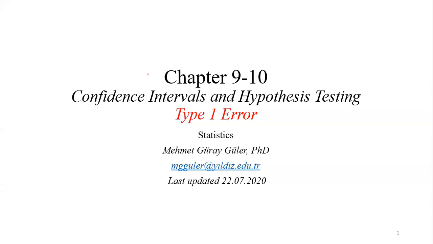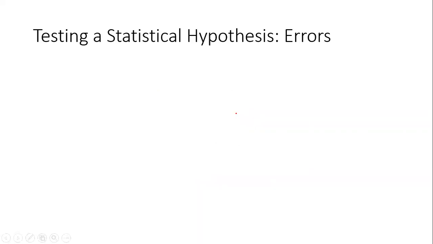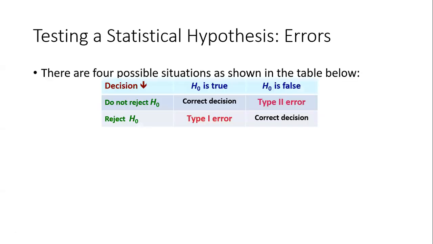In this video, we will talk about errors. In this video, we will talk about type 1 error, especially in hypothesis testing. So, in fact, there are 4 possible situations in hypothesis testing.